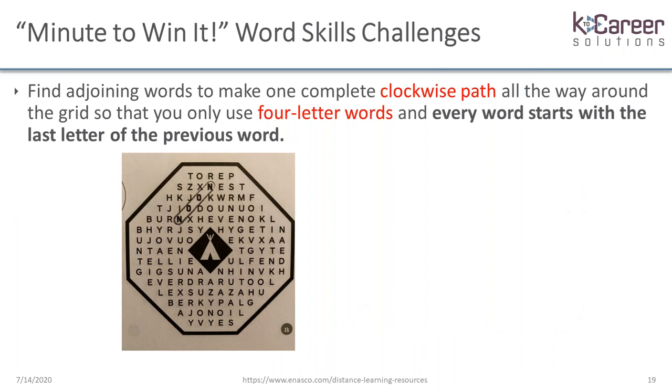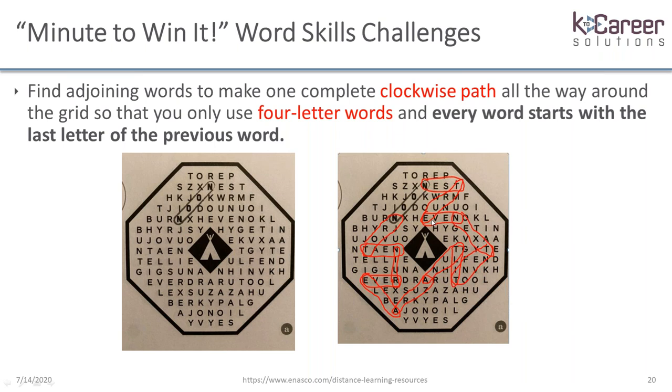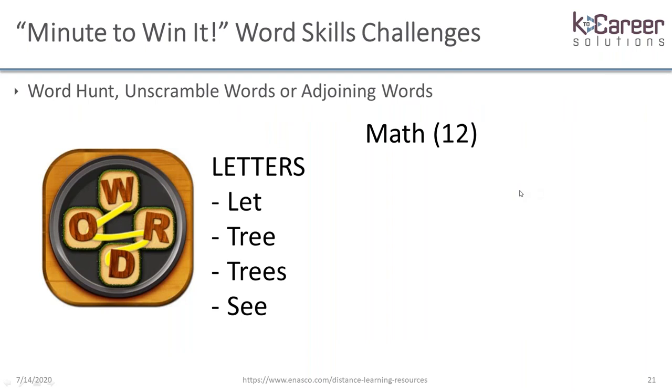Also, word skill challenges. This is a unique way you can use vocabulary for math. Basically, we're coming up with a path of words that you can use: nest, turn, even, next, tent, tilt, tuna, aurora, and then you build all the way around. This is a nice little puzzle that you can use, and I have some different variations of it as well.